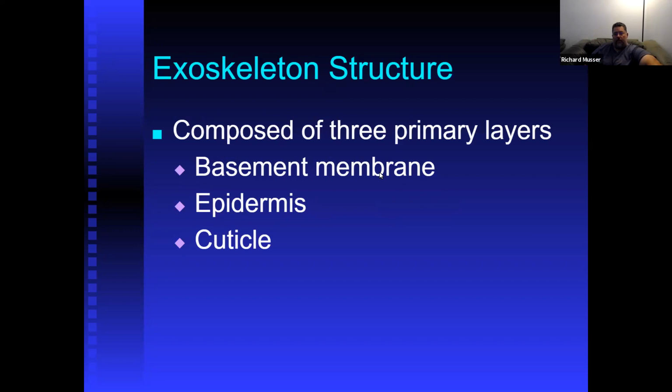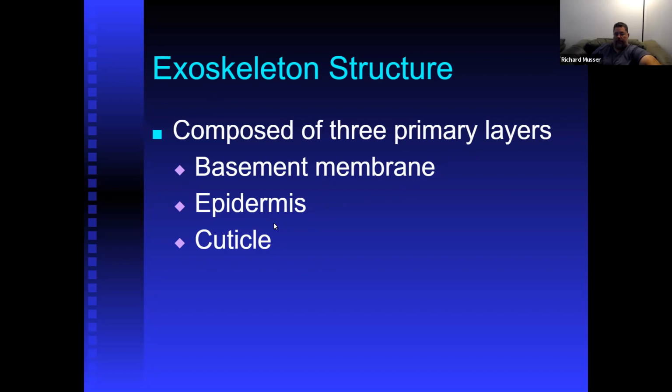There's different layers that you can see that form the exoskeleton, but there's three primary layers. There's a basement membrane, an epidermis, and a cuticle. And so the cuticle would be the far outside, and the basement membrane is the inner layer. And then of course the epidermis is in the middle.